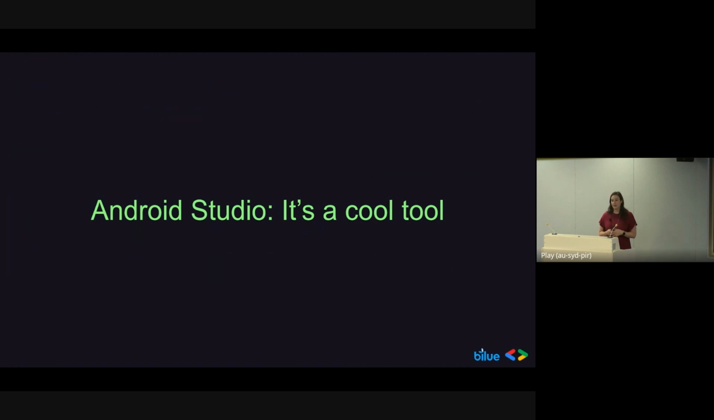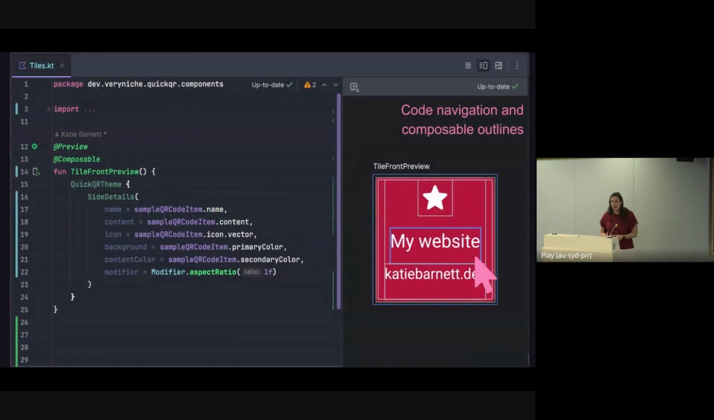And Android Studio has a lot of things to help you. So back to my composable, I can hover my mouse over the preview, and it will show me all the composables it's made up of. And I can click through and find the definition of these. So in this case, I could click on my website bit and it would take me to that text that displays the website. It also shows me the boundaries of all the composables and the UI elements.